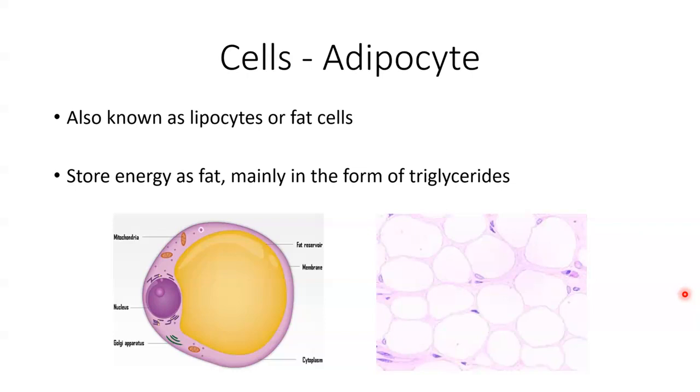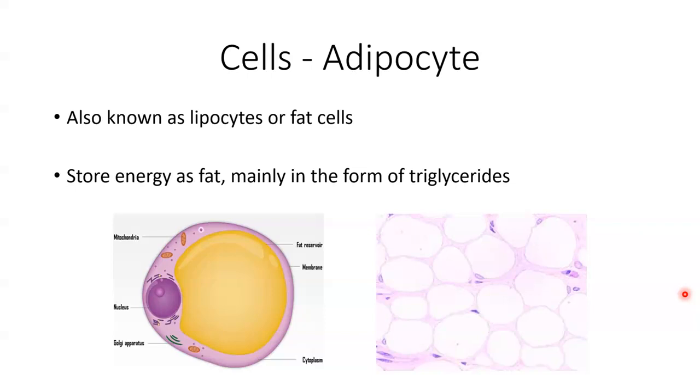Another connective tissue cell is an adipocyte, which is also known as a lipocyte. Lipo, adipo, both mean fat, or just colloquially termed a fat cell. Adipocytes are cells which are specialized to store energy as fat, and the fat is stored mainly in the form of triglycerides.